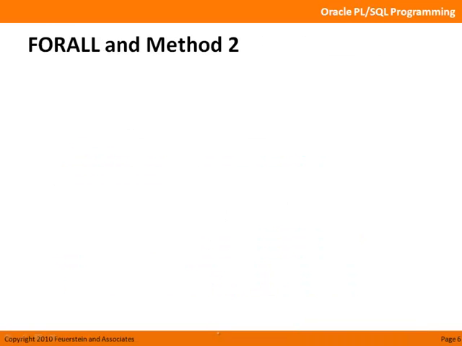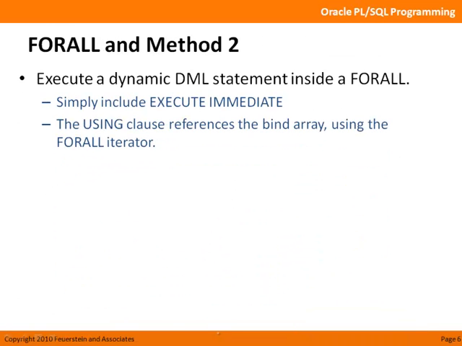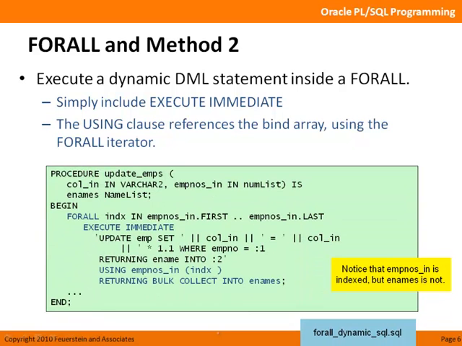And last, you can also use method 2 dynamic SQL with a FORALL statement. Again, FORALL is part of the bulk processing feature set. It will greatly improve the performance of repetitive executions of the same DML statement. And you can definitely use it with your execute immediate.